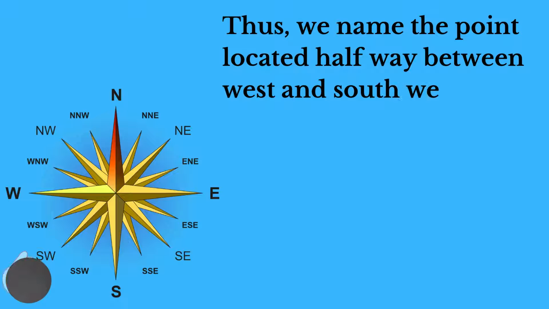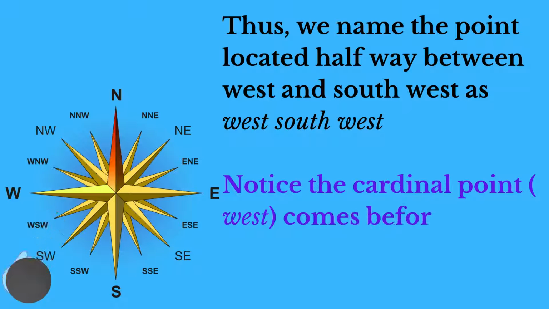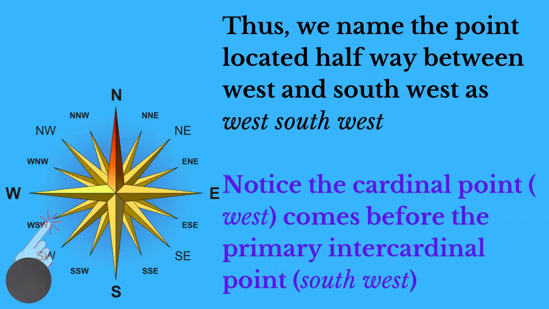So the point located halfway between west and southwest will give us a point whose name is west-southwest. Notice that the cardinal point, which is west in this case, comes before the primary intercardinal point, the name of the primary intercardinal point, which is southwest in this case. So we have west-southwest. We never name it southwest-west. All right, please remember the rules.